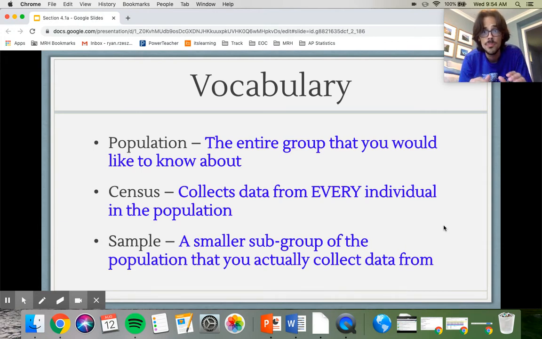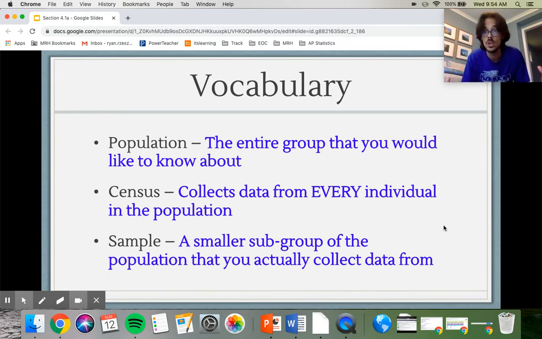Please make sure that you're not just blindly writing down what's on the slide, not listening to me when the definitions pop up there, but that you actually take the time, pause the video, and listen and give these your full attention. The population is the whole group that you care about.